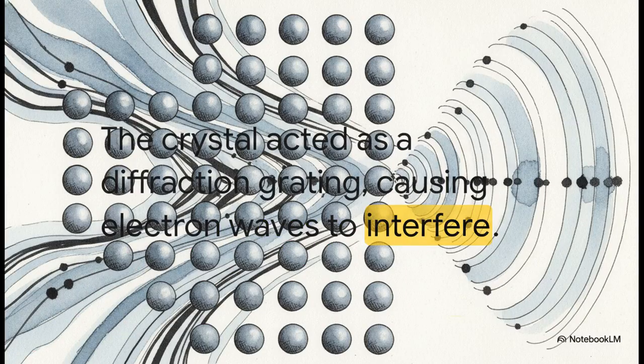Basically, when the electron waves encountered the regularly spaced atoms in that nickel crystal, the crystal essentially acted as a giant diffraction grating. It caused the electron waves to diffract and interfere with one another, sometimes constructively building each other up, and other times destructively canceling each other out. These characteristic bright and dark patterns are absolutely fundamentally impossible to explain if electrons were only tiny classical particles. It was the very first direct experimental confirmation that electrons possess wave-like properties.